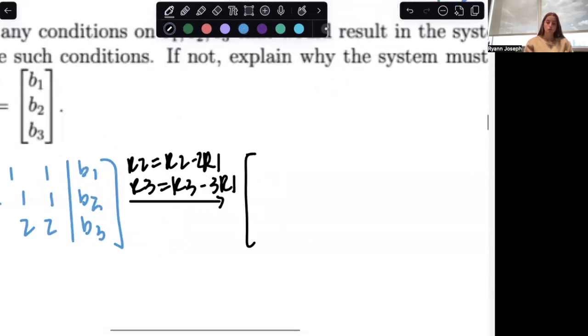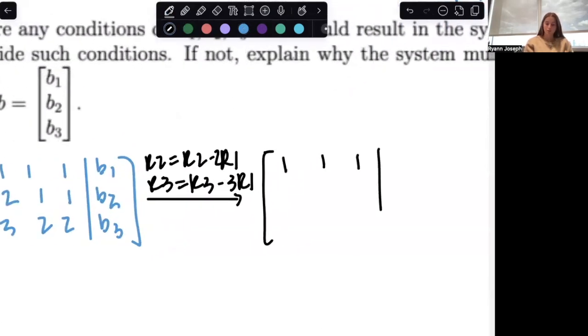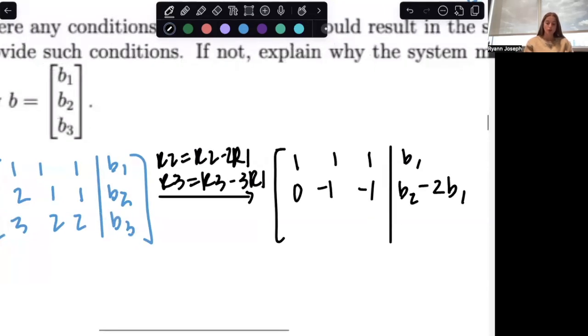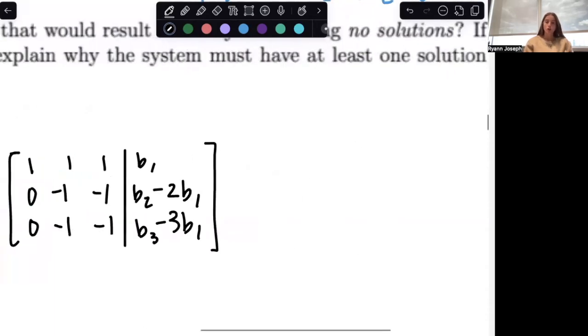So what's not changing? Row 1, let me keep that the same. B1. Row 2 is row 2 minus 2 times row 1. This is going to be 0. This is going to be -1, -1, and then it becomes b2 minus 2 times b1. They're variables, so write out the whole thing. Row 3 is equal to row 3 minus 3 times row 1, so 0, -1, -1, b3 minus 3 times b1. Cool, I'm cooking with gas here.